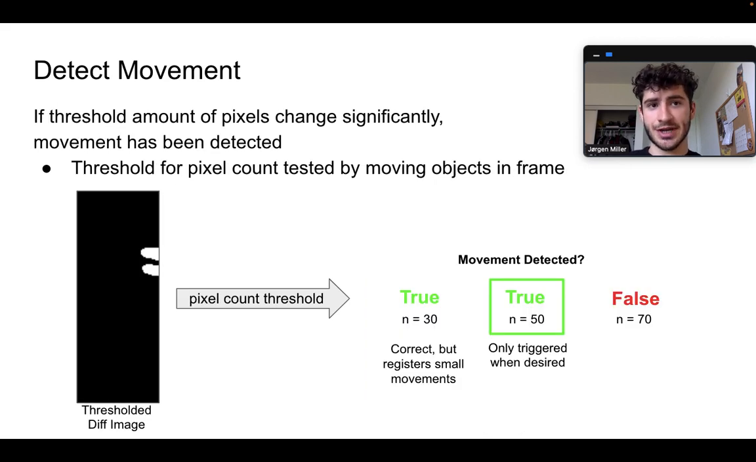If enough pixels change significantly, movement has been detected. The threshold for pixel count was tested by moving objects in the frame and finding what worked. A helpful tool was printing out how many pixels changed and corresponding that to the size of the movement that was happening in the image. My desired threshold ended up being 50 pixels. I found this was perfect, so that if I move my hand in the frame, it sets it off, but just wiggling my fingers around in place does not.